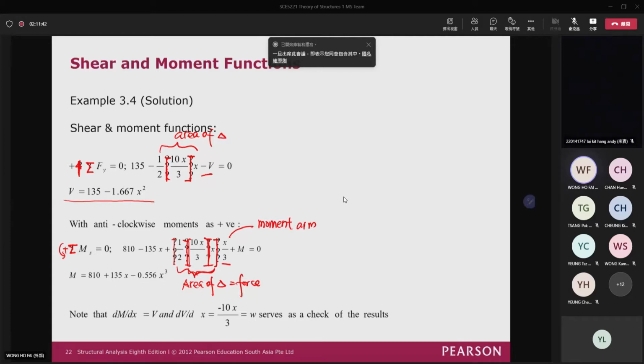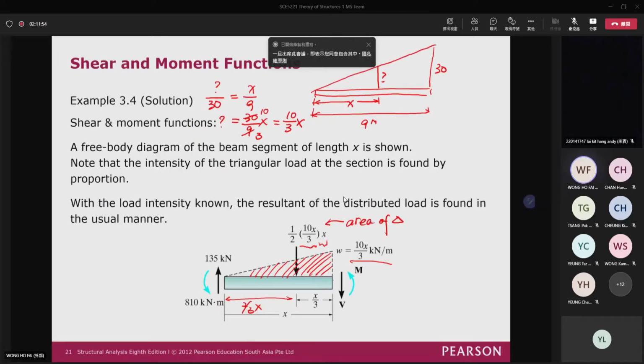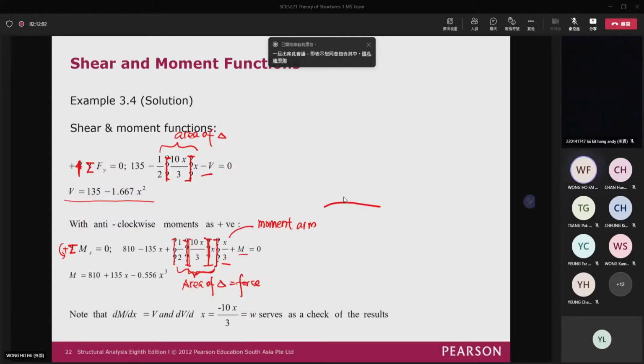And then it is equal to the counterclockwise moment. And then don't forget the M here. Well, actually, we are taking moment at this location. Then the overall value should be equal to 0, right? Then you can see that the moment function is equal to 810 plus 135x minus 0.55x cubed.